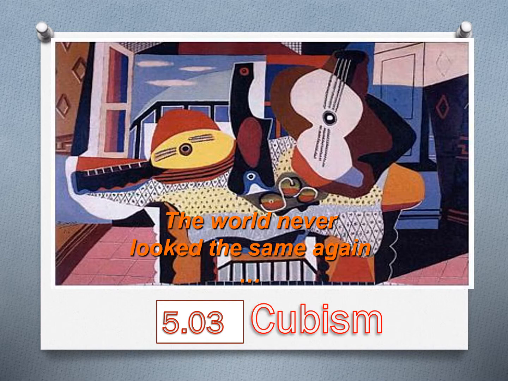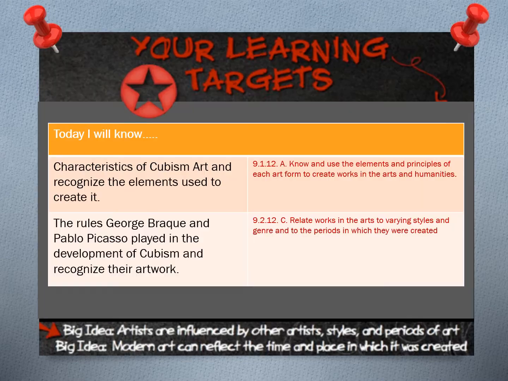Cubism. The world has never looked the same. Your learning targets for today. Today, you're going to know the characteristics of Cubism, and you'll recognize the elements used to create it. You'll also know the roles that Braque and Picasso played in the development of the movement Cubism, and you'll recognize their artwork.